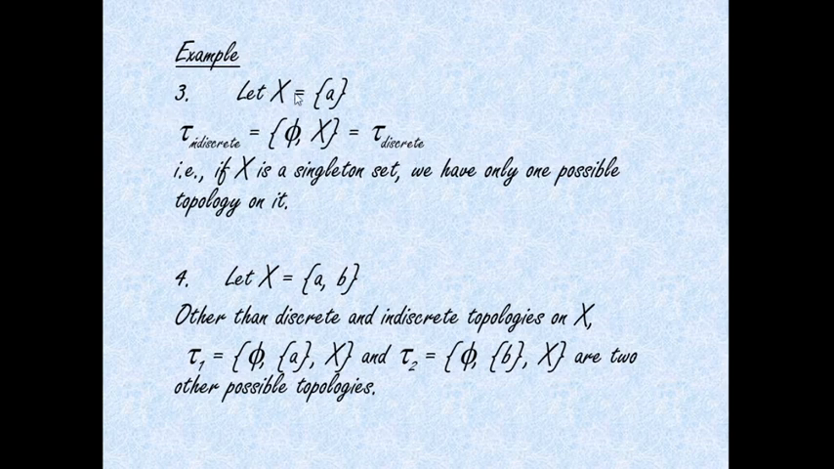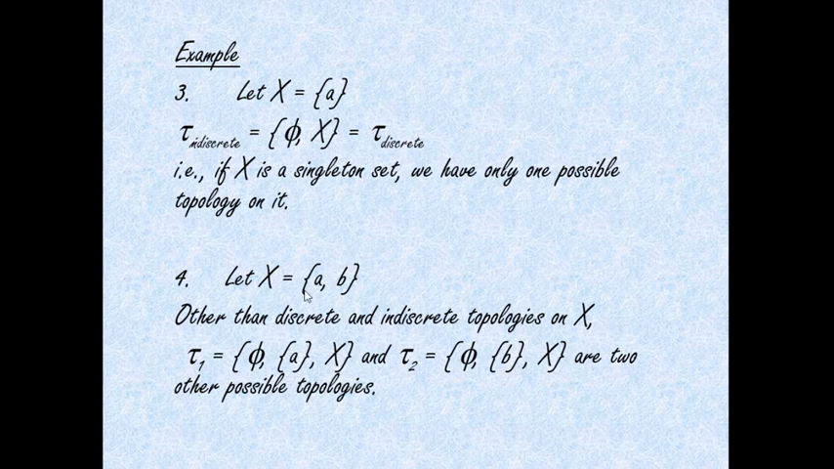So example 3, suppose the set X is equal to the singleton set A. So we can say that tau indiscrete is equal to the set null set phi comma X. X means the singleton set A, right? But that is nothing but tau discrete here. So what we conclude here is whenever a set is a singleton set, we only have one possible topology on it because the indiscrete topology and the discrete topology coincide here.